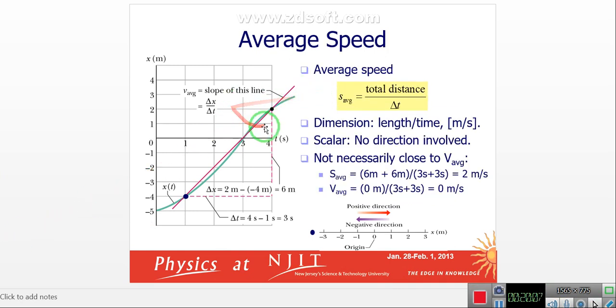So average speed, again the same thing, total distance divided by total time. So you can see the total distance. So this is your total distance and this is your average.